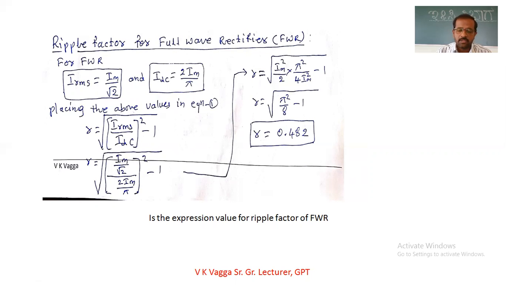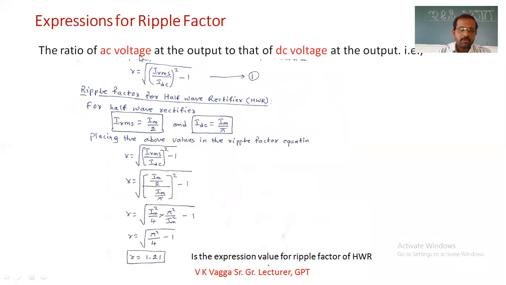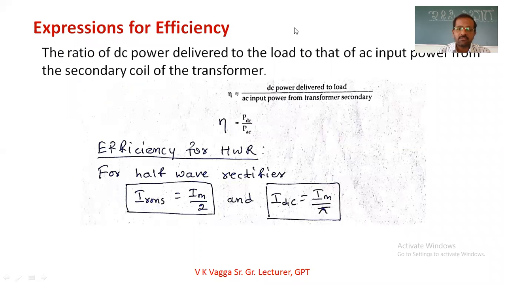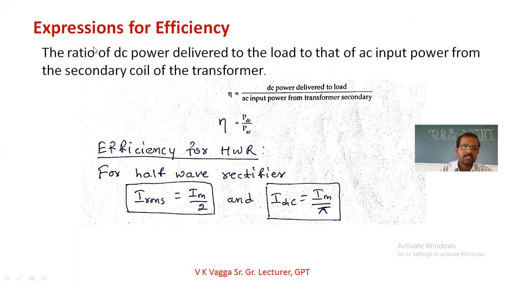Okay, so the important point is, the ripple factor for the half wave rectifier is 1.21. For the full wave rectifier, it is equal to 0.42. And this is the ripple factor.